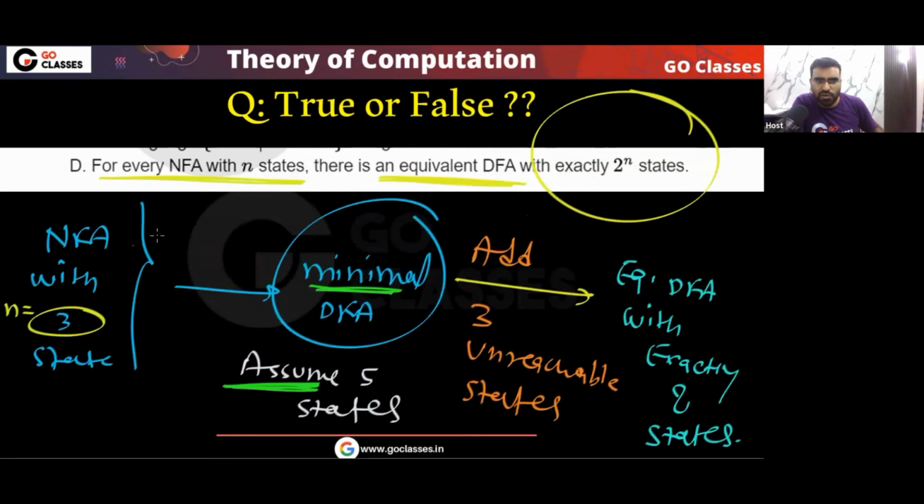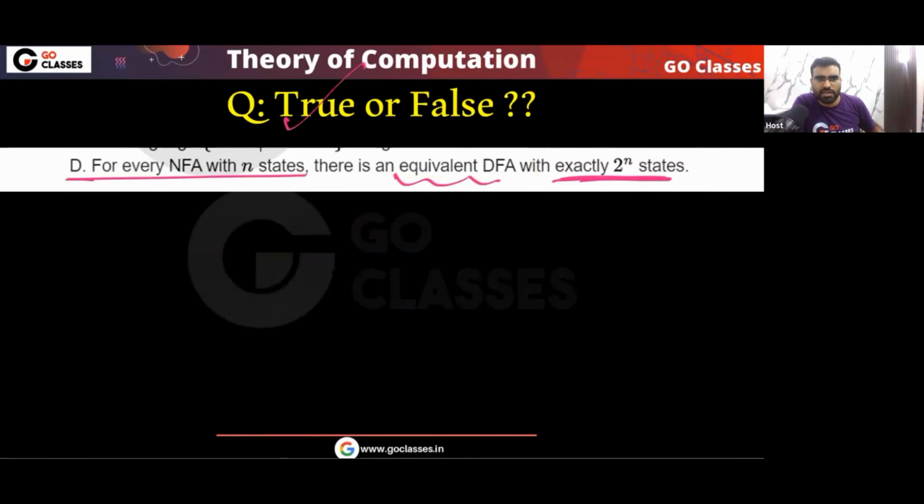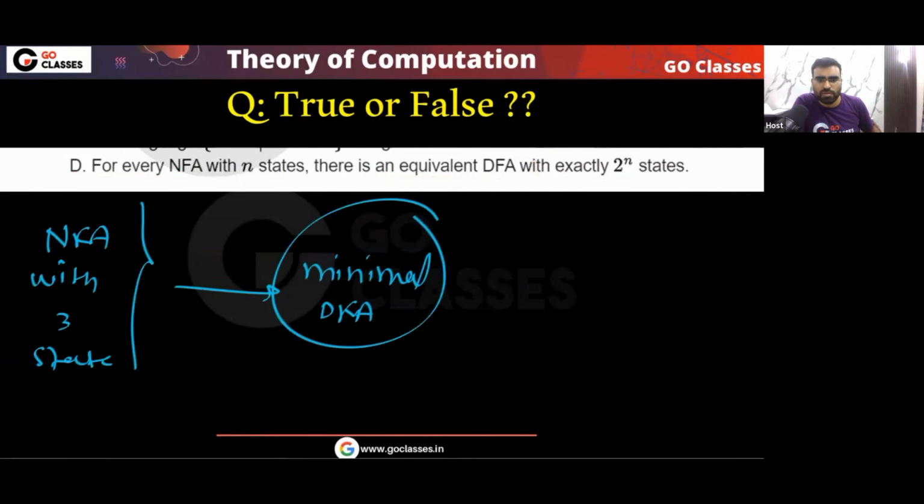For example, if you have an NFA with 3 states, let's assume the minimal DFA has 5 states. Then what I will do? I will add 3 unreachable states and create a DFA with exactly 8 states. So this statement is true. Do you agree? Let me know.